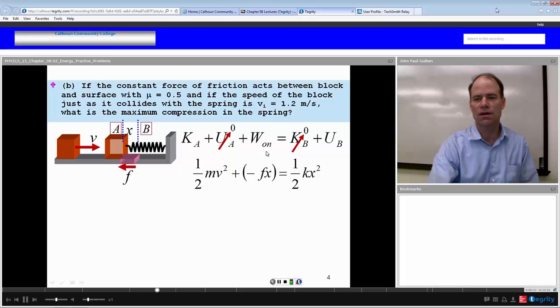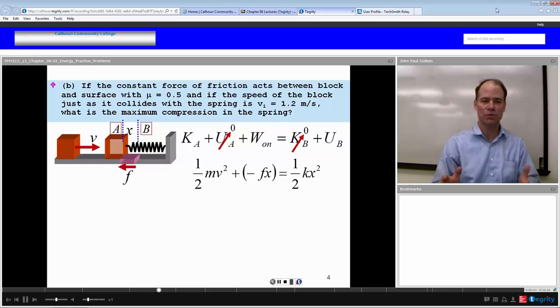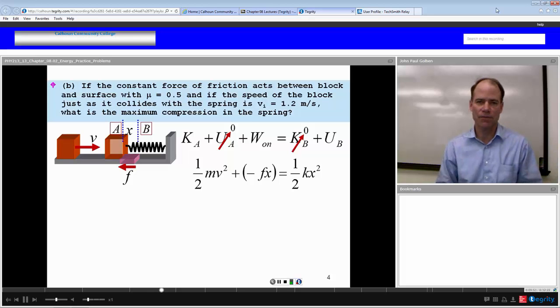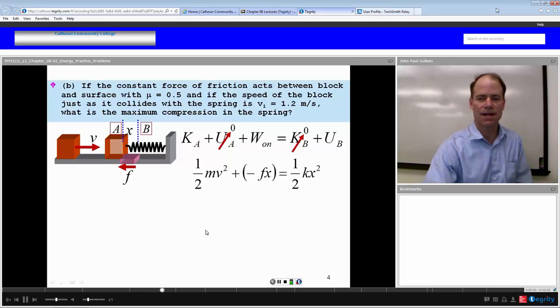The work done along the way is the force times the distance, in this case x, which is actually a variable, but it's going to be the same x as we compress the spring, and cosine of 180 degrees, so that's going to give us a -1. So it's a negative force times x. And that's equal to the potential energy at B, 1/2 kx squared.